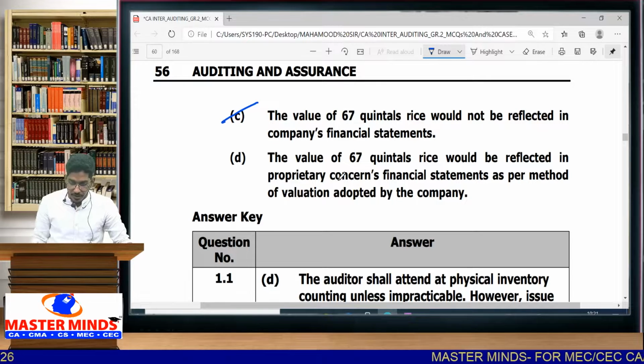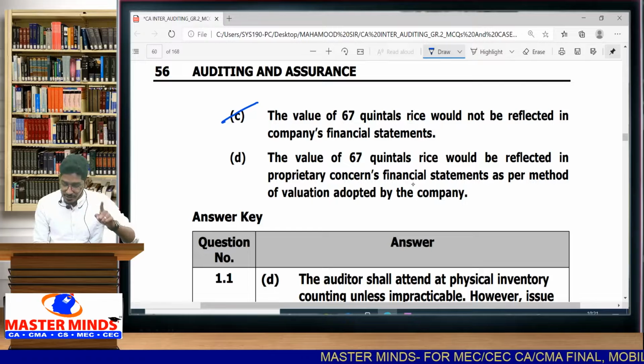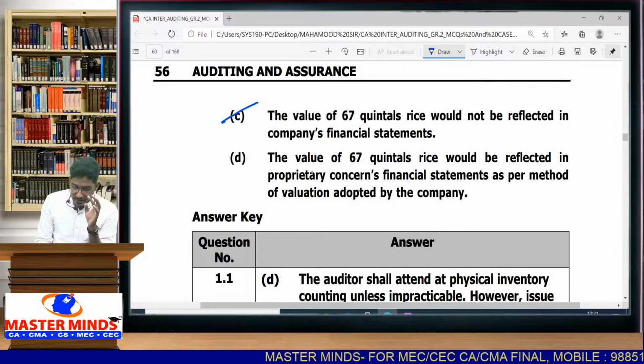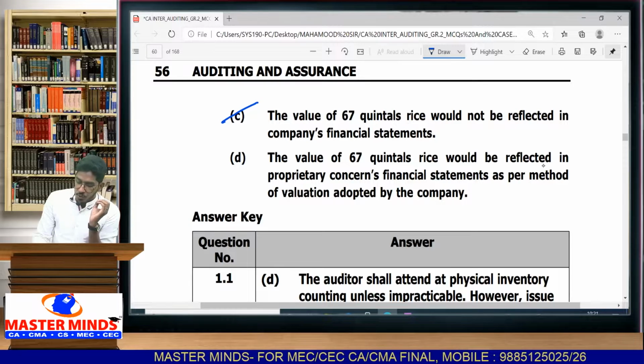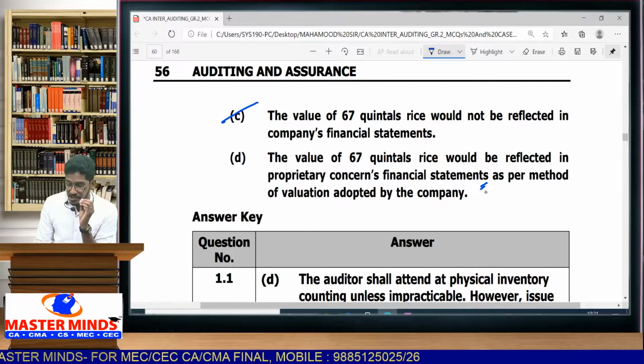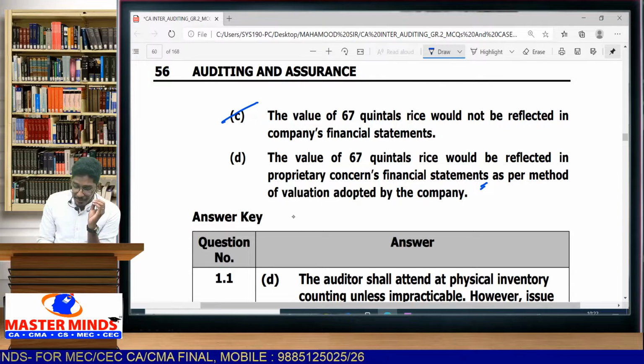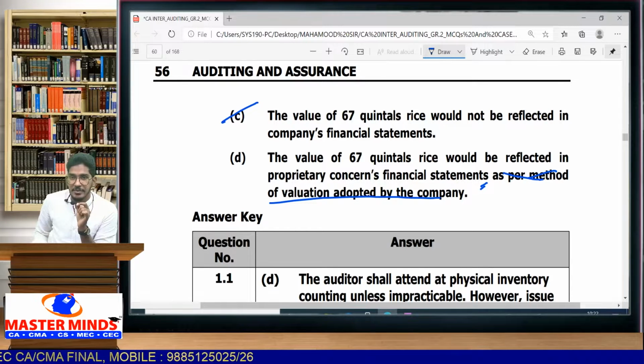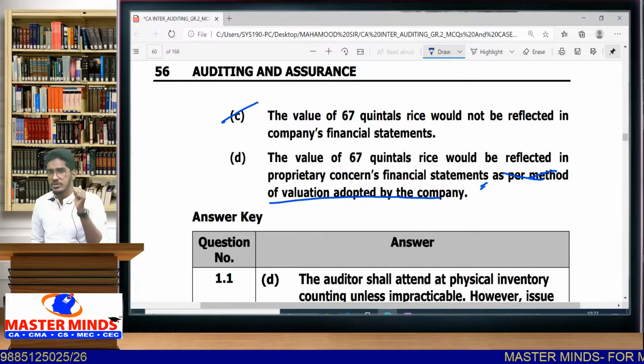Then option D, the value of 67 quintals rice would be reflected in the proprietary concern's financial statements. Listen carefully. Yes, it will be reflected in the proprietary concern's financial statements, but as per the method of valuation adopted by the company, this is wrong. If you just say the value of 67 quintals of rice would be included in the proprietary concern's financial statements, it is good.